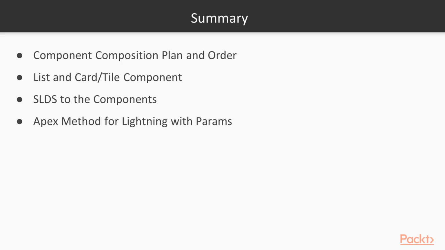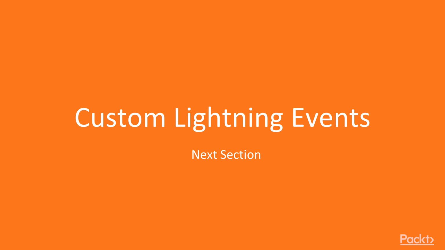So in this section, we have learned the composition of a component, its plan, its order, then the list component markup, then the independent record or tile component. Then we have also understood the SLDS styles that we have applied to the components. Then the Apex method, which will take a parameter from the Lightning component and will return the list of volunteers based on that category parameter. In the next section, let's understand a very important concept, Lightning events, because the Lightning framework is an event-driven programming model. So let's meet in the next section.